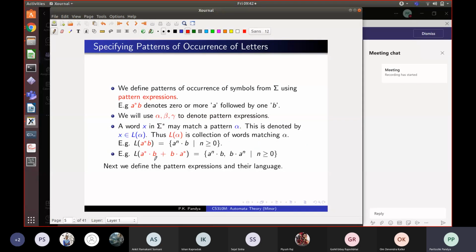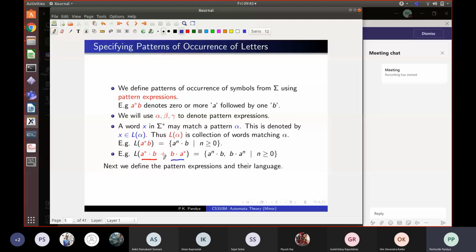I hope this is fairly straightforward. Here we have a more complicated language, L of A star. Here I have a pattern which says A star B plus B A star. And what does this denote? First of all, this expression here denotes all the words where there are 0 or more A's followed by a single B. Okay, that is what we saw before. What does this blue underlined sub-expression denote? It denotes a B followed by an arbitrary number of A's, that is, B followed by 0 or more A's.